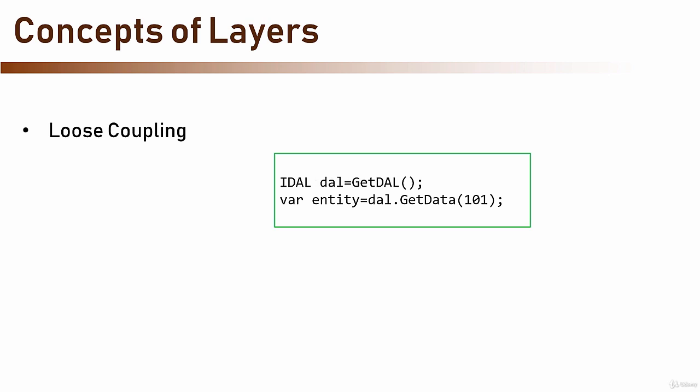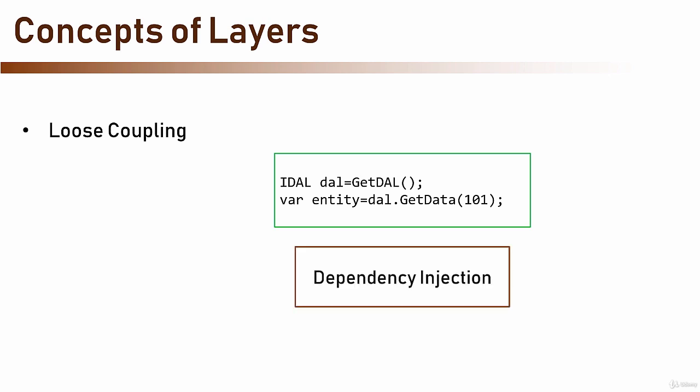The correct way of referencing layers is via dependency injection, where the calling layer references only an interface representing the desired functionality, but not the concrete class itself. Later, when we switch to another implementation, the BL code will not be affected since it wasn't referencing the DAL in the first place. This concept is called dependency injection, and we will discuss it later in this section.